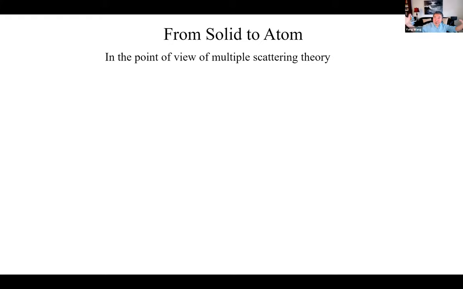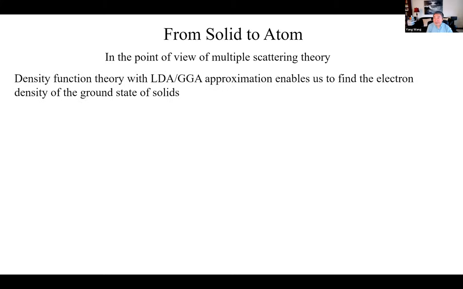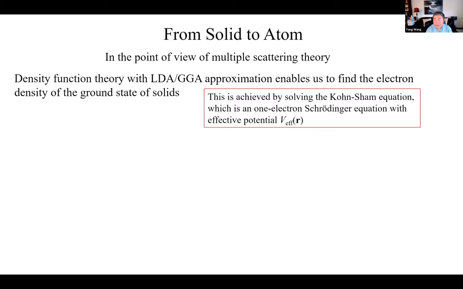The original picture is that we have a solid, right? But how do we get back to the atomic and single-site problems? Based on density functional theory with the LDA or GGA approximation, that enables us to find the electron density of the ground state of solids. That's what DFT is about. This can be achieved by solving the Kohn-Sham equation, which is a one-electron Schrodinger equation with an effective potential, V effective, which Marcus talked about last time. So we all know this, right?